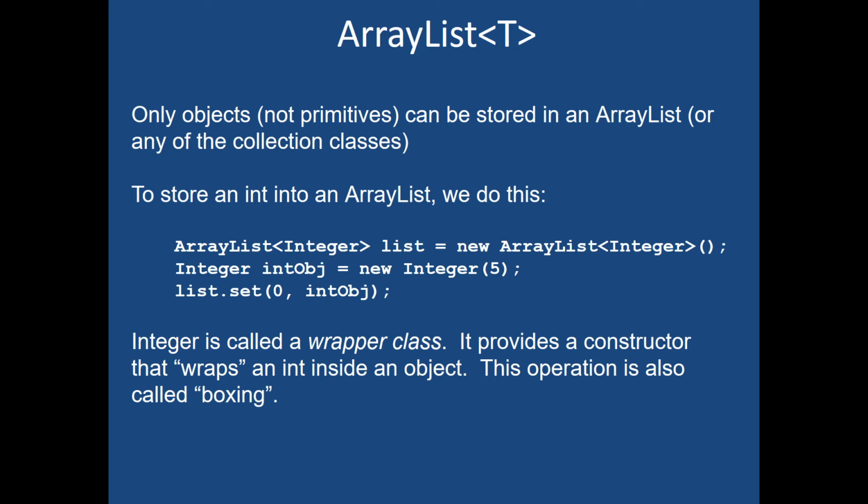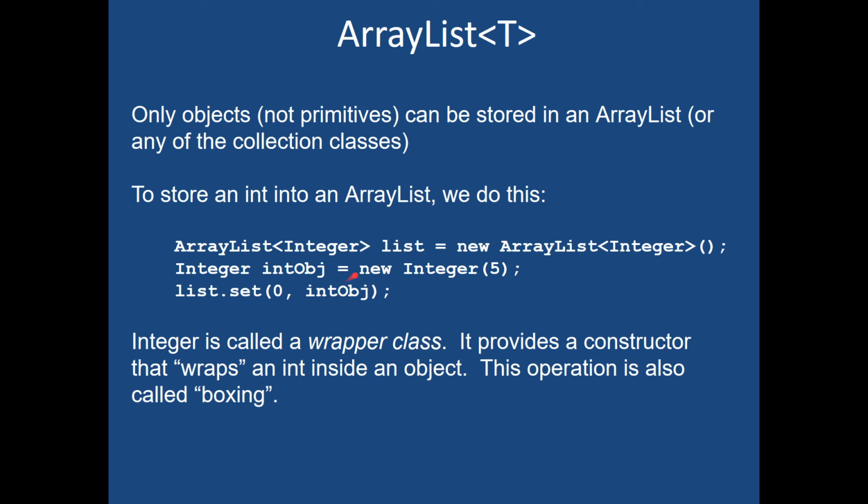So we have to go through these manipulations in order to store primitives in a list. Let me remind you how you do that. What you really want is an array list of ints, but Java won't let you do that. So you have to declare an array list of integers, which are objects.